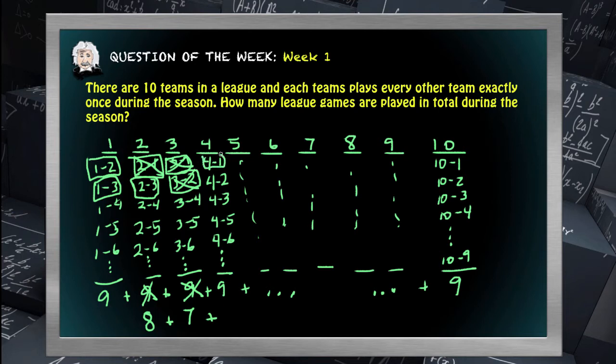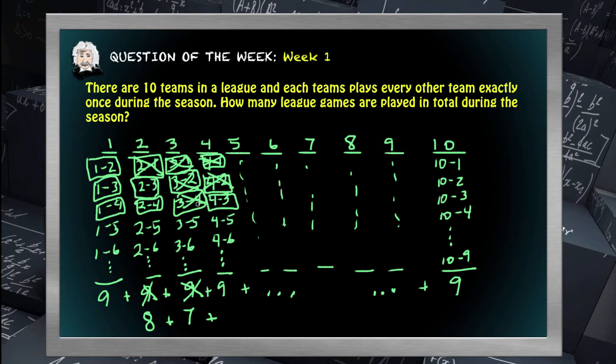So 4-1 appears in 1-4. I can eliminate that. It's double counted. 4-2 appears in 2-4. So I can eliminate that so I don't double count it. 4-3 appears in 3-4 already, the count for team 3.